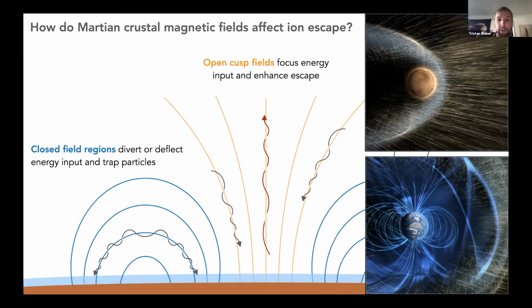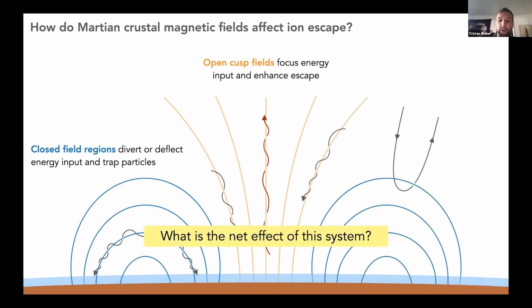And so a natural question as we're looking at these crustal fields at Mars is wondering, what is the net effect of this system, and how can we study what this net effect is using the tools we have at the planet? Well, one of the tools we have is the spacecraft MAVEN. This has been orbiting Mars for years and years now. And as it does, it's making measurements of the magnetic field, it's making measurements of particle escape and particle outflow.